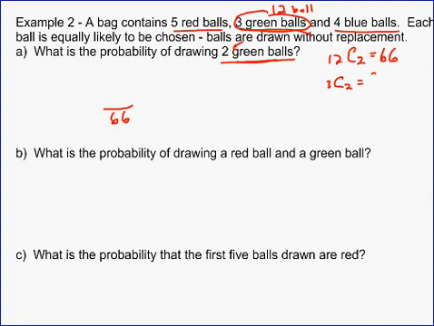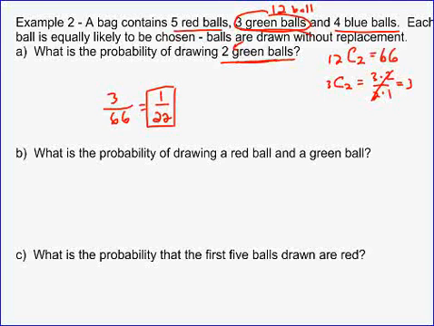And 3 choose 2 is just 3 times 2 over 2 times 1, which equals 3. So the probability of drawing 2 green balls out of this bag, if you win a prize for that, is 3 out of every 66 times, or simplified, 1 out of every 22 times you drew 2 balls, they would both be green. That's the probability of that happening.